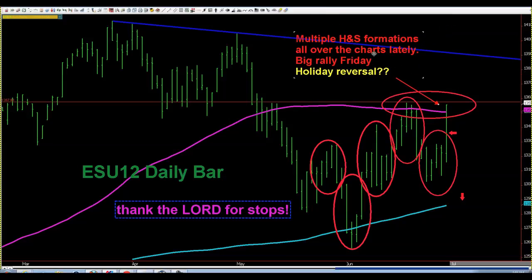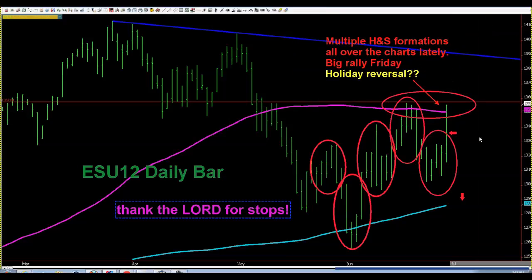Now, is it the holiday reversal? Most likely, yes. We will find out in the next couple of days, of course, but we will play it by ear. Let's look at another chart.